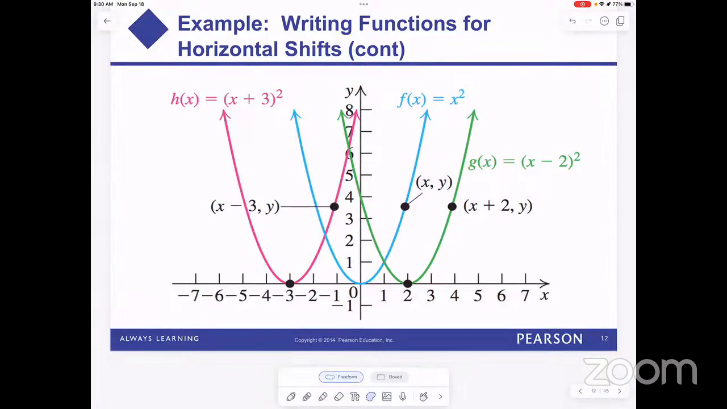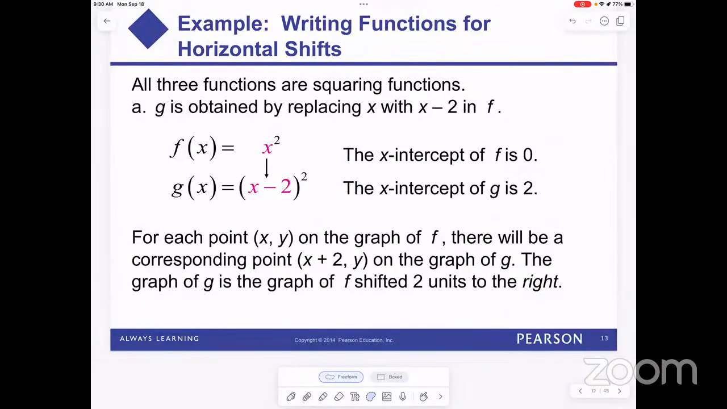So all three functions are squaring functions. G is obtained by replacing x with x minus 2. So for each point x, y on the graph of f, there will be a corresponding point x plus 2, y on the graph of g. The graph of g is the graph of f shifted 2 units to the right.